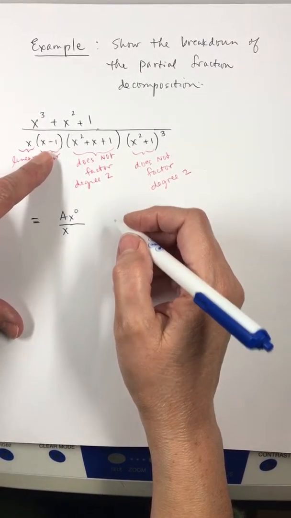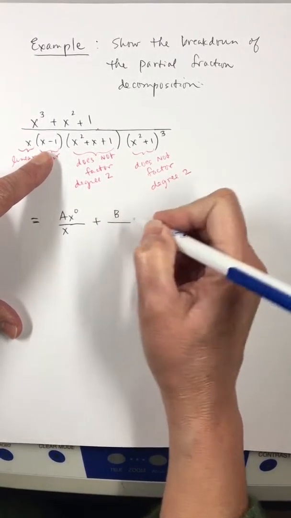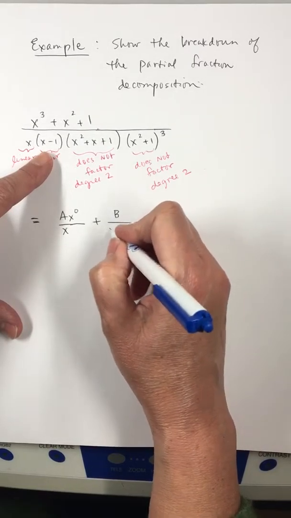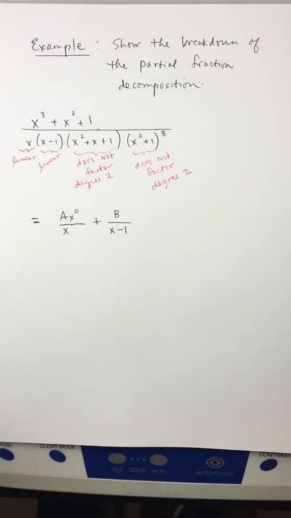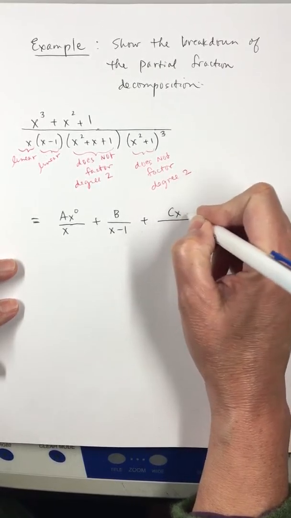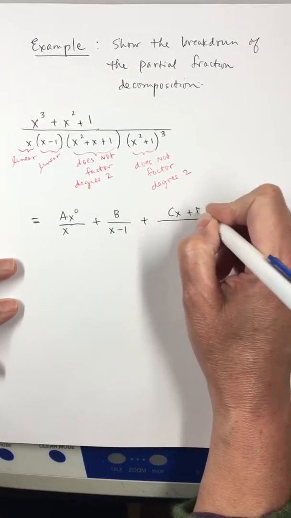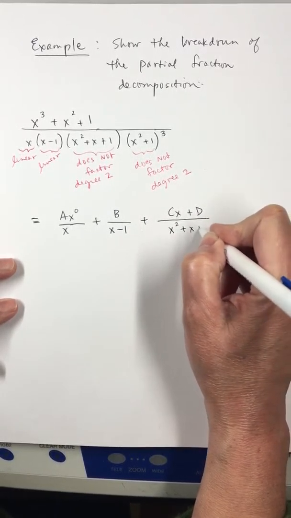Now the x minus 1, that is linear. So that's going to be plus B x to the 0 if you want, but I'll leave that part off this time. B over x minus 1. The next factor has degree 2, so the numerator has to have degree 1. So the next one we'll say plus Cx plus D, because there might be a constant term, over x squared plus x plus 1.